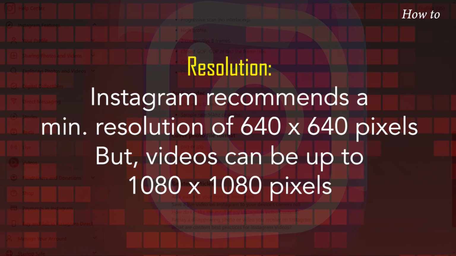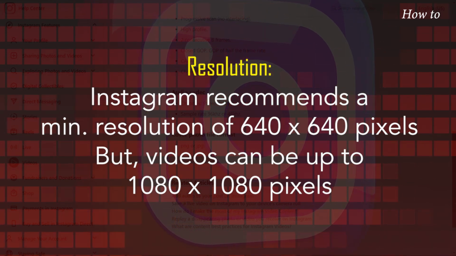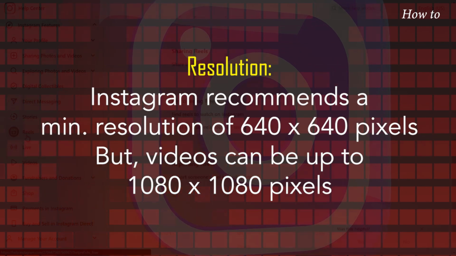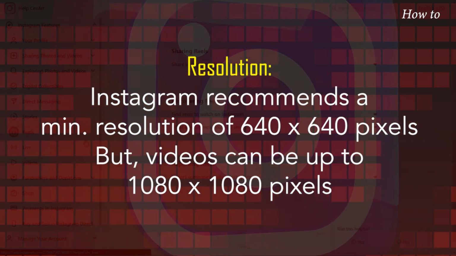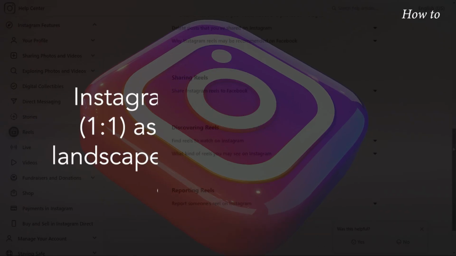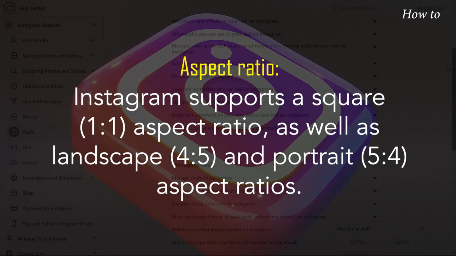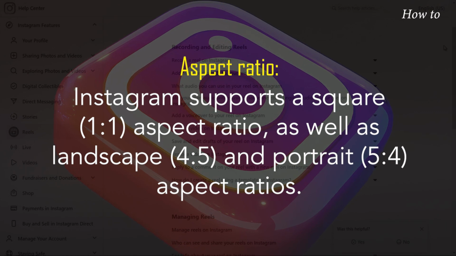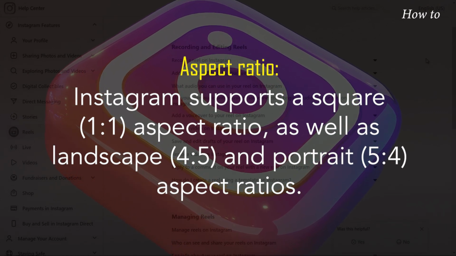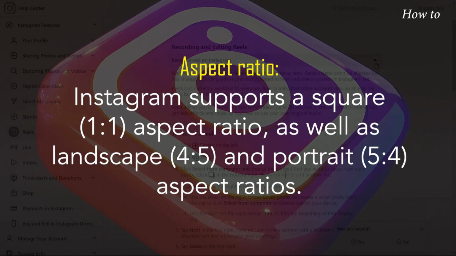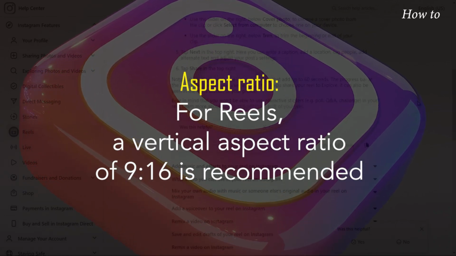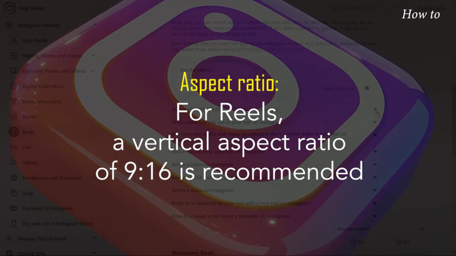Resolution. Instagram recommends a minimum resolution of 640 by 640 pixels. But videos can be up to 1080 by 1080 pixels. Aspect ratio. Instagram supports a square, 1:1 aspect ratio, as well as landscape, 4:5, and portrait, 5:4 aspect ratios. For Reels, a vertical aspect ratio of 9:16 is recommended.